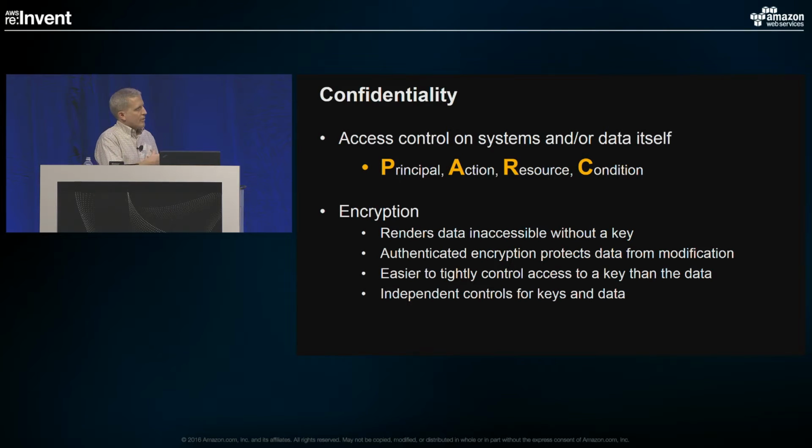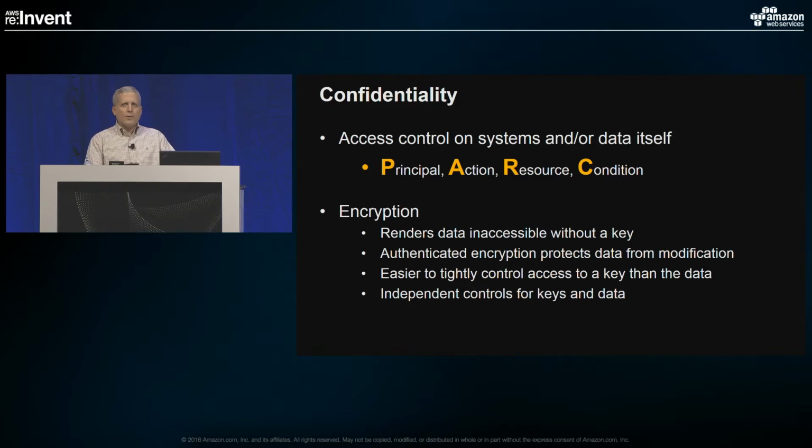The act of encrypting or creating ciphertext certainly provides you protection for those who don't have the ability to get the key. When you use techniques like authenticated encryption, you can protect that data from modification. In many cases, it's easier to reason about the security of a single object like an encryption key than it is to reason about the security of lots of resources that may be protected under that key.